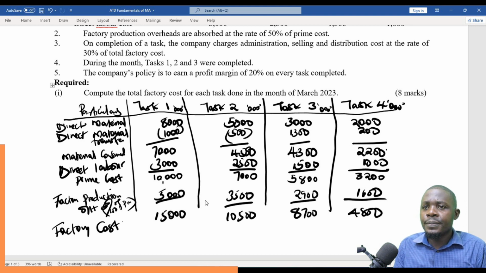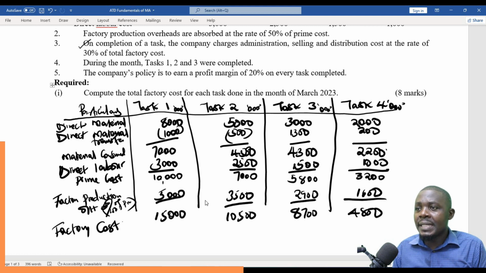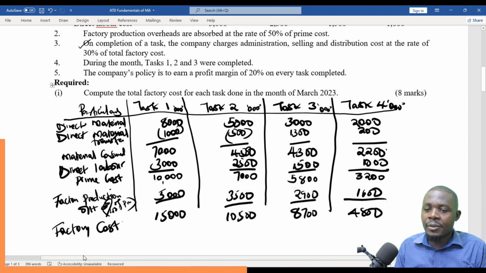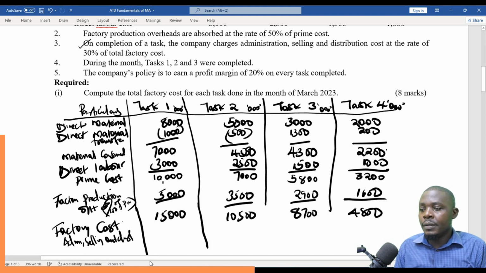Then we go to part 3. On completion of a task, the company charges administration, selling and distribution costs at the rate of 30%. 30% of what? 30% of the total factory cost. Now we have the factory cost given there, and we can pick 30% of that.